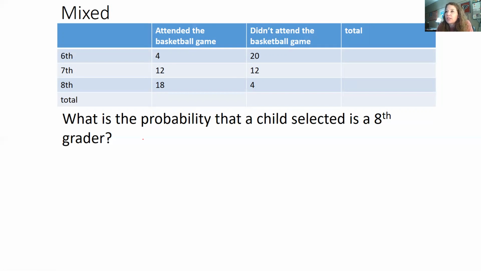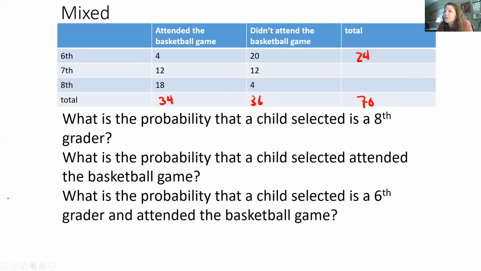First of all, before I answer these questions, let's go ahead and find our totals. So 18 and 12 is 30, 34. 20 and 12 is 32, 36. So 34 and 36 are what? 70. So we have 24 here, we have 24 here. Let me check: 24 plus 24, 18 plus 8 is 26, and 22, 8, 9, 10. Yep, so that's 70.